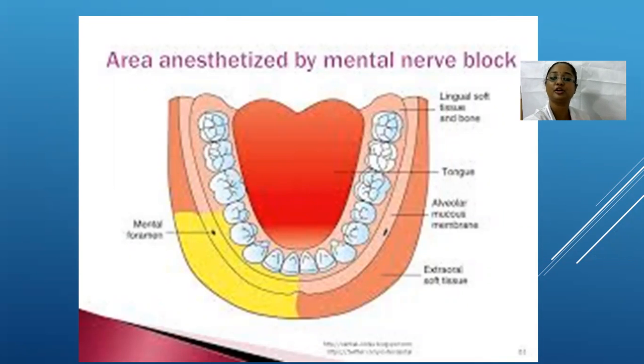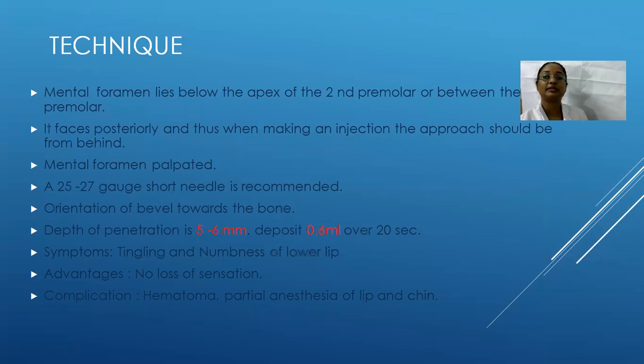Usually the buccal mucoperiodontium. Here the mental nerve block is not blocking the teeth, it is only for the buccal mucoperiodontium. The pulp and investing tissues are mainly blocked by the incisive nerve block. Then coming to the technique, first we have to identify the mental foramen, which lies usually between the two apices of the premolars, between the first and second premolar.